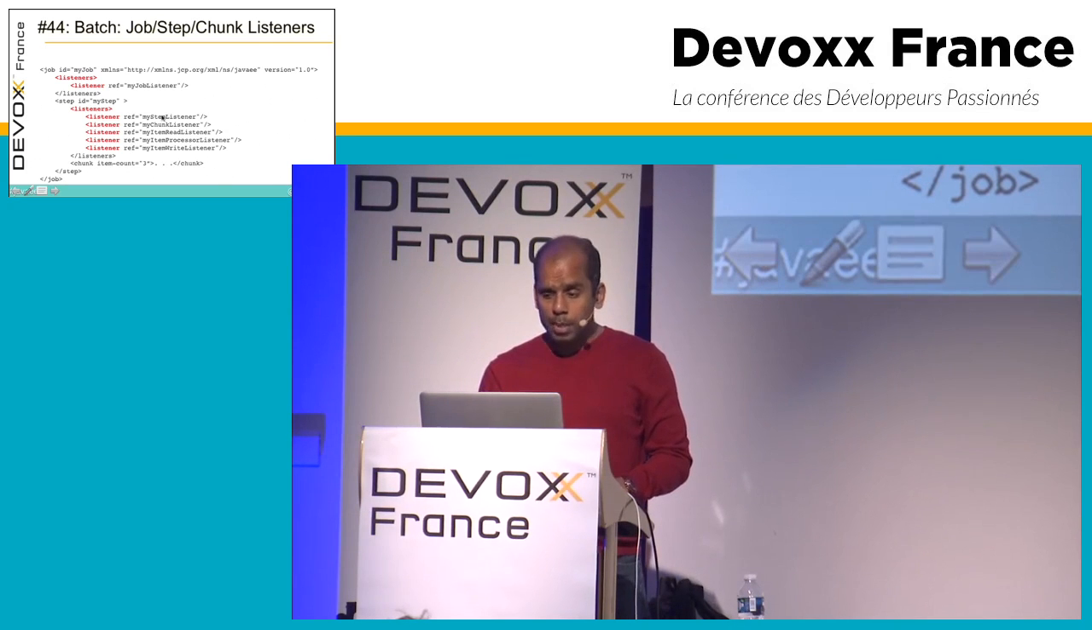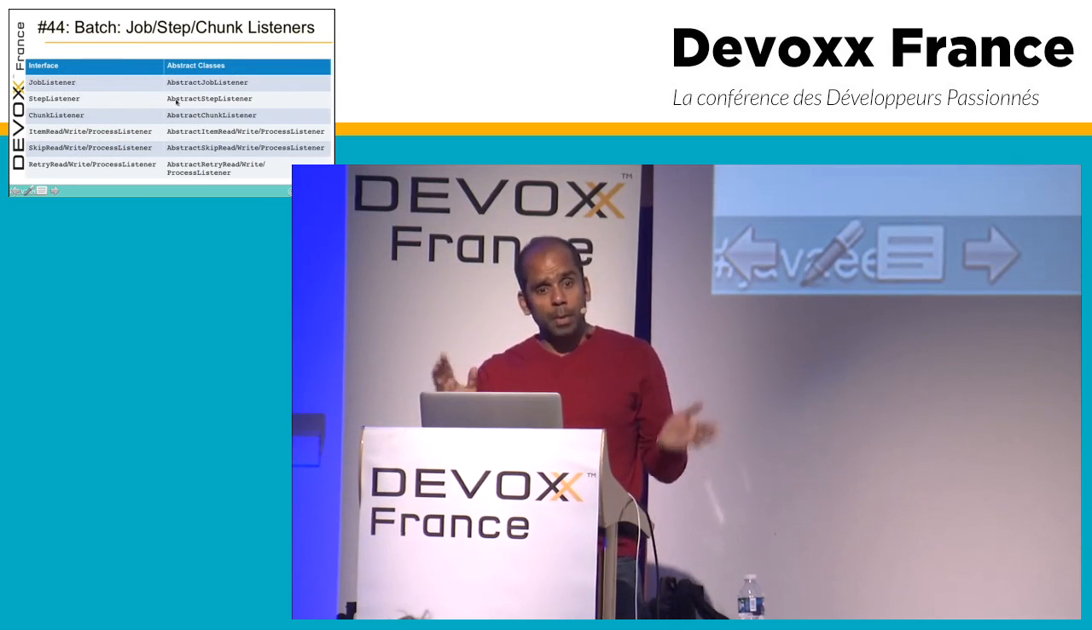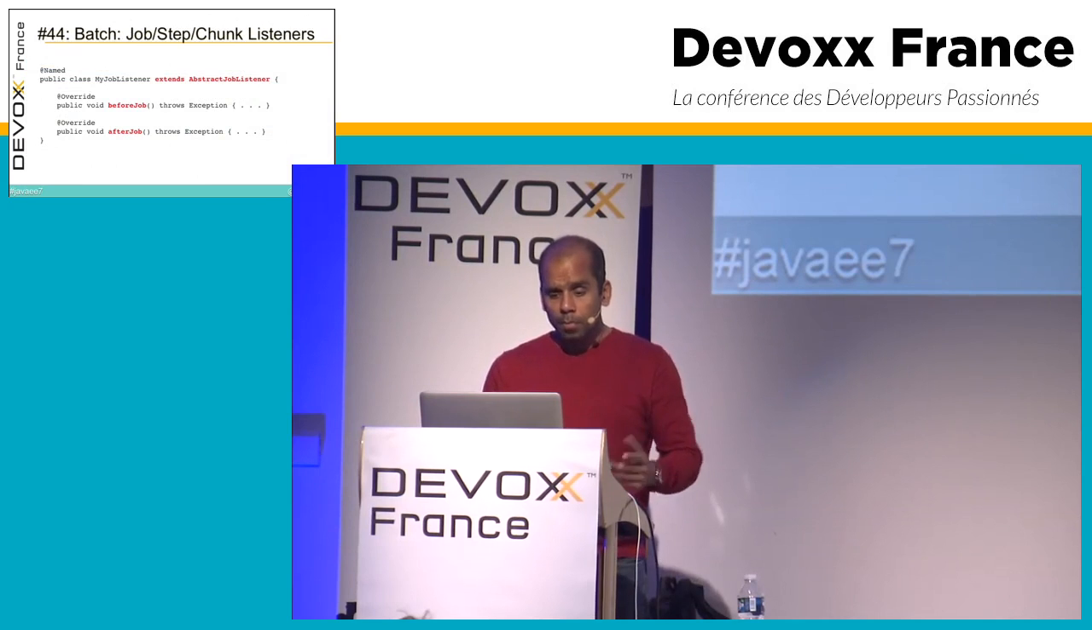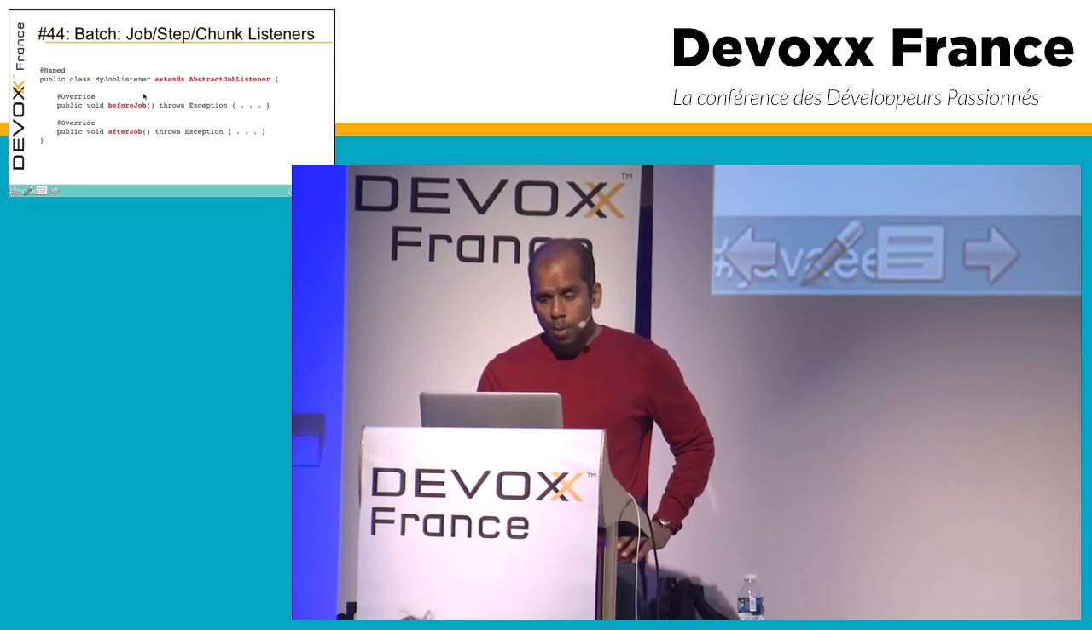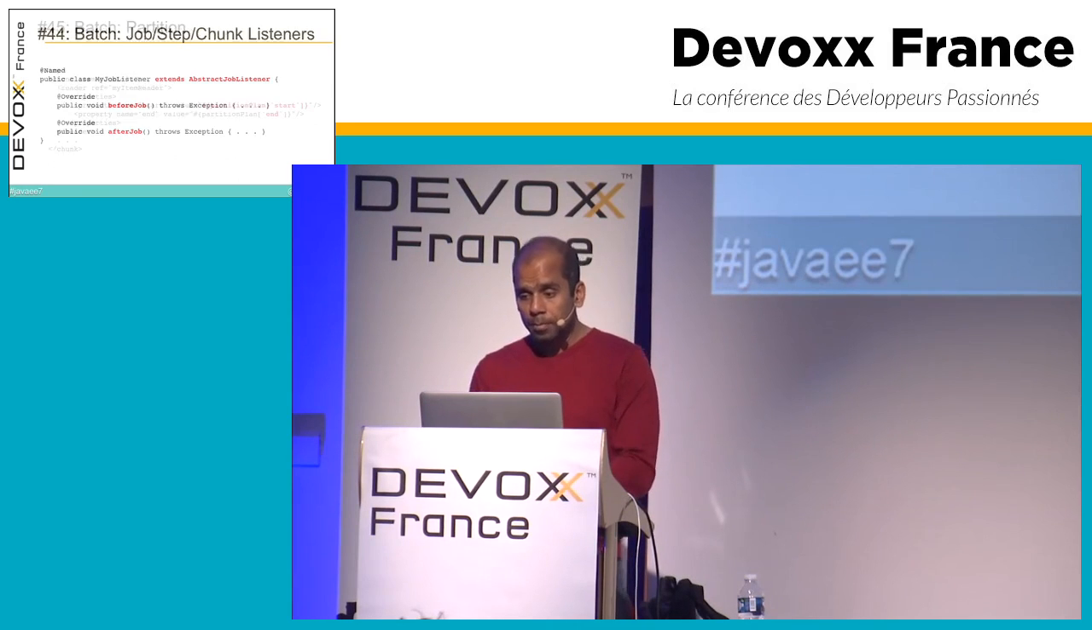And this is the job XML, that's how it looks. There are interfaces and abstract classes depending upon what you want to use. So there are convenience classes over there for you. For example, here I'm saying my job listener extends abstract job listener. This is what I want to do before the job. This is what I want to do after the job. So you can put in your methods, initializing resources, whatever.